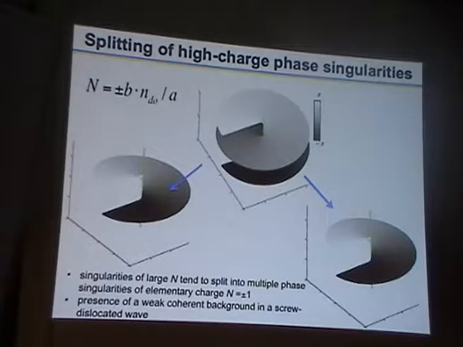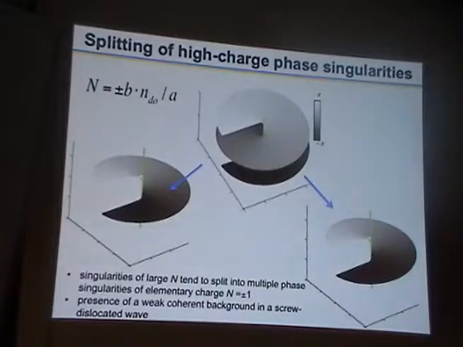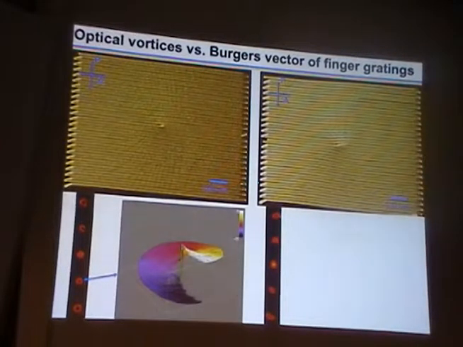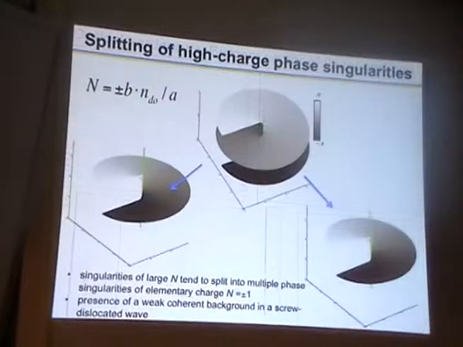And so it's important also to note that when we generate optical vortices with large charge, like 2 here, oftentimes they tend to split. So we don't have a screw dislocation of Burgers vector 2 of the periodicity, but we have 2 elementary vortices.